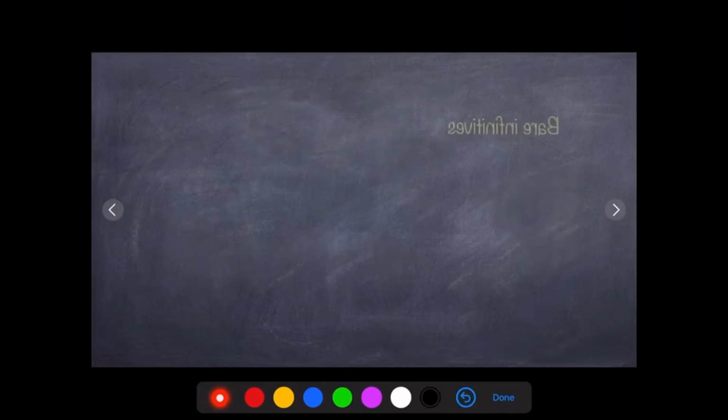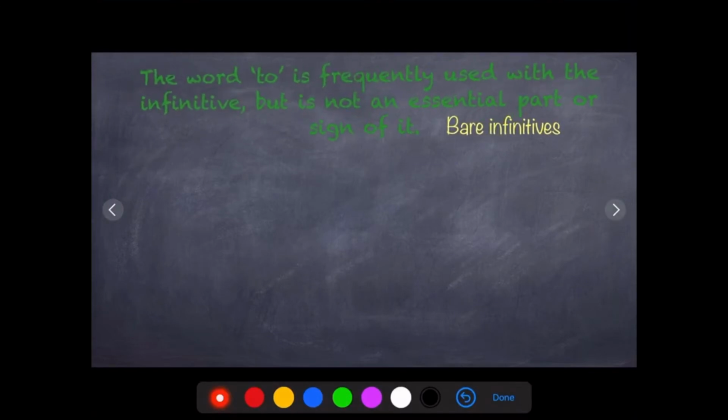Let us move forward with bare infinitives. Now it is not always that to will be followed. So in verbs, before the verbs, to will come. It's not always. There are some exceptions. There are some rare cases that to will not be used, but there will be infinitive in that particular sentence. So let us see. The word to is frequently used with the infinitive, but it is not an essential part or sign of it. So these type of infinitives are called bare infinitives.